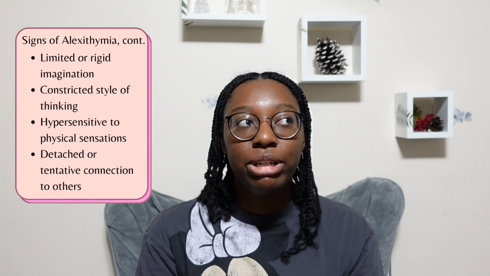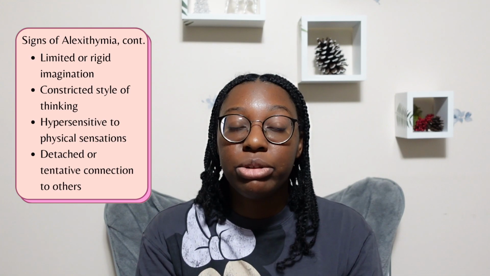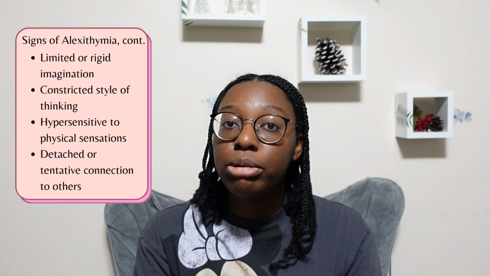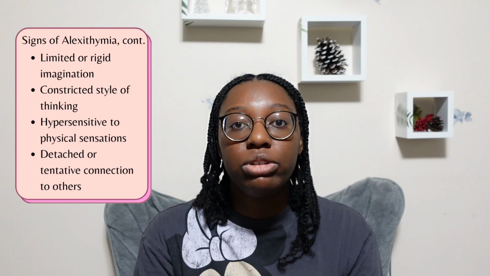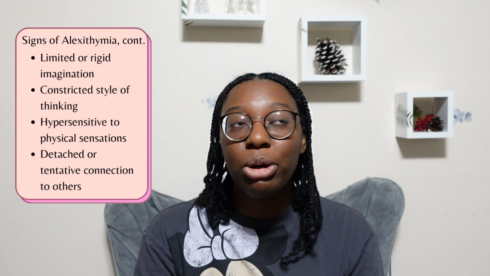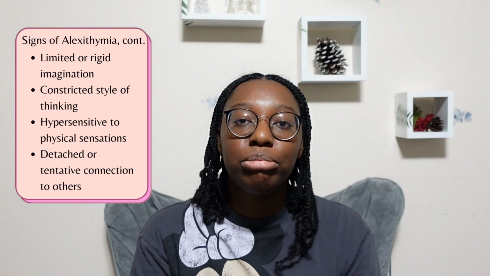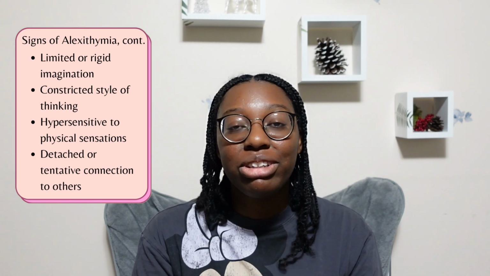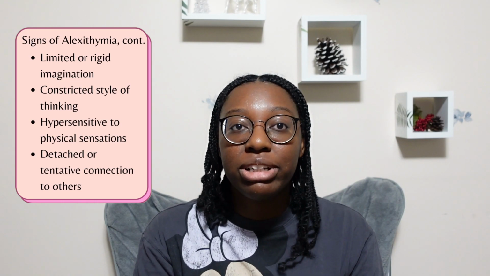And the last example is having a detached or tentative connection to others. Basically, you're very reserved or guarded when it comes to other people. It takes a really long time for you to open up to people. So those are the examples of what alexithymia can look like.